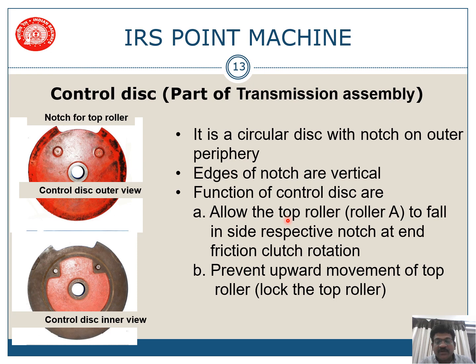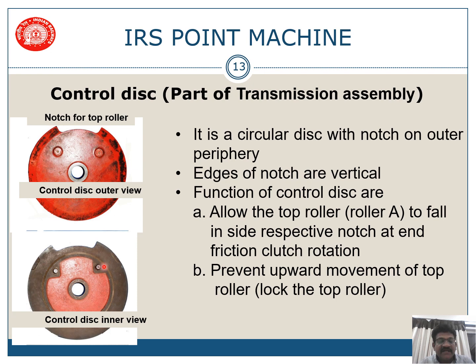Allow the top roller A to fall inside respective notch at the end of the friction clutch rotation. सो पूरा रोटेशन कंप्लीट होने के बाद टॉप रोलर जो है इसमें डायरेक्टली गिरने के लिए ये हेल्प होती है। अपवर्ड मूवमेंट प्रिवेंट भी करती है। This will help in preventing upward movement of the top roller.